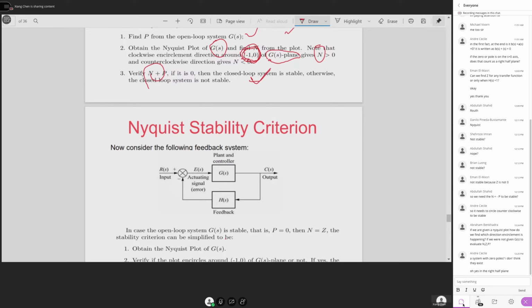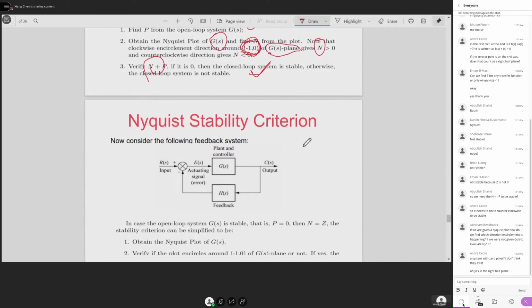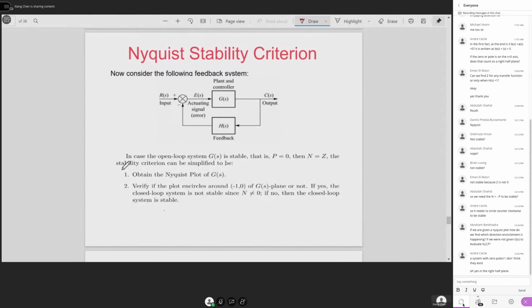So we do have certain kinds of physical systems that are not stable inherently, because we don't have a choice. As long as we have a choice, we will always like to design our physical system to be stable. So because of that, we like to have a simplified case.